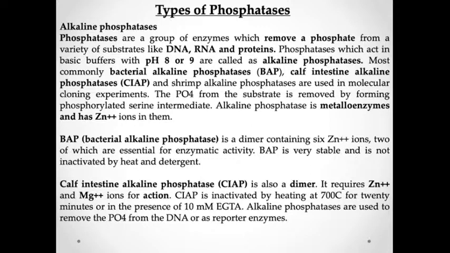BAP is a dimer containing six zinc ions, two of which are essential for enzymatic activity, and BAP is very stable and not inactivated by heat or detergents, whereas CIP is also a dimer and requires zinc and magnesium ions for action. CIP is inactivated by heating at 70 degrees Celsius for 20 minutes or in the presence of 10 millimolar EGTA.